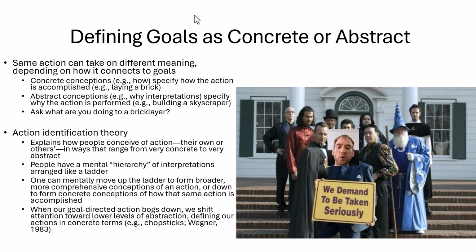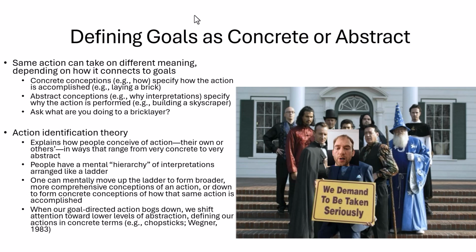So people have a mental, quote, hierarchy of interpretations arranged like a ladder. One can mentally move up the ladder to form broader, more comprehensive conceptions of an action, or down to form concrete conceptions of how the same action is accomplished. When our goal-directed actions bog down, we shift attention toward lower levels of abstraction, defining our actions in concrete terms. So in this study in 1983, they had participants eat Cheetos. One group ate Cheetos with their hands, another ate Cheetos with chopsticks. The participants were then asked what it is they're doing.